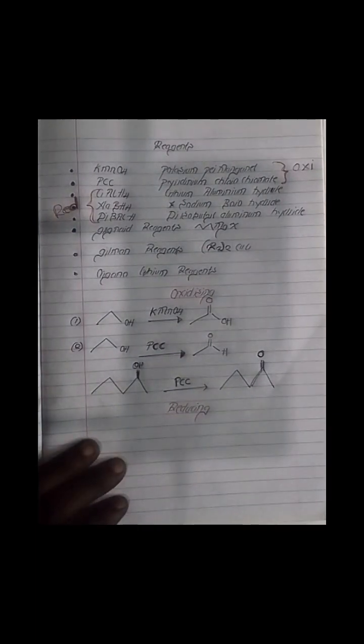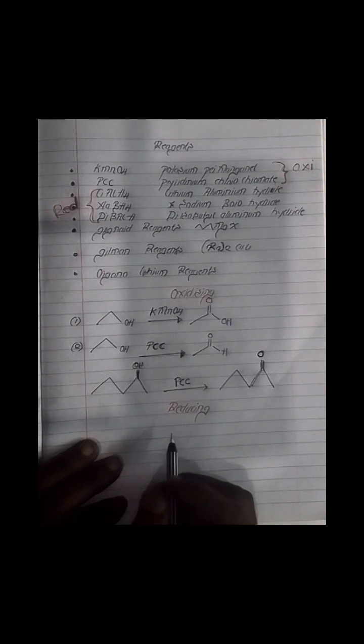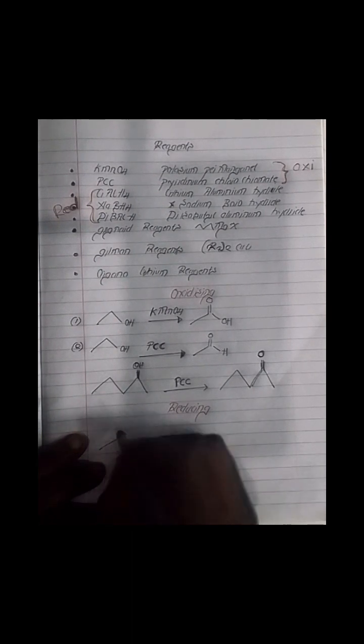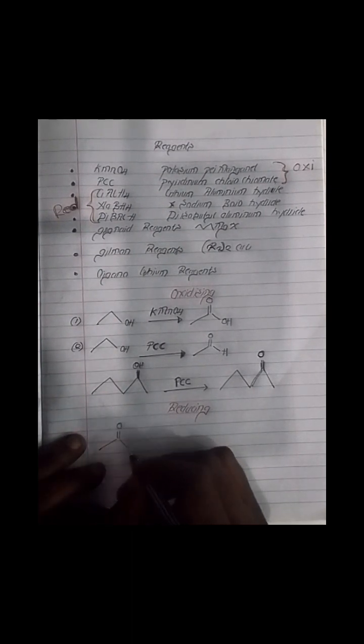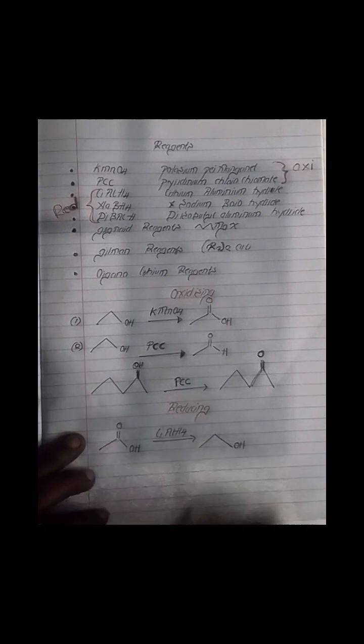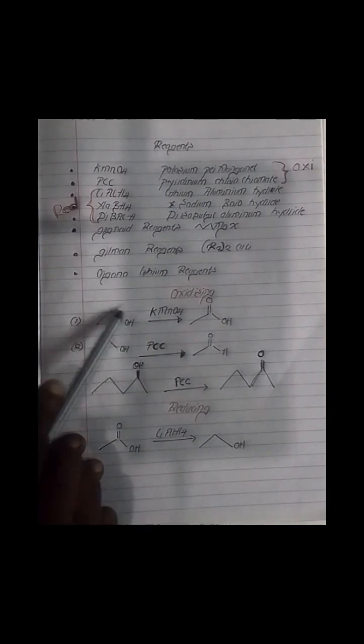What about our reducing reagents? I gave you three reducing reagents. The first one is lithium aluminum hydride. So what does lithium aluminum hydride do? It's the opposite: lithium aluminum hydride can change a carboxylic acid all the way into a primary alcohol, like that. Don't forget this. You can think of it as the opposite of potassium permanganate. Potassium permanganate moves from a primary alcohol to a carboxylic acid. Lithium aluminum hydride moves from a carboxylic acid to an alcohol. So that's pretty much the opposite.